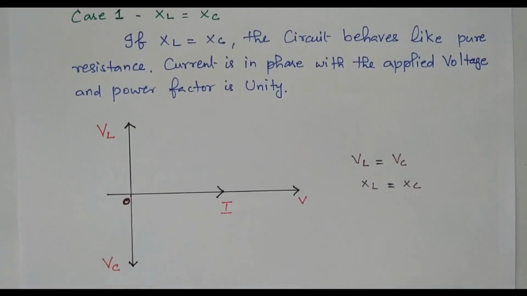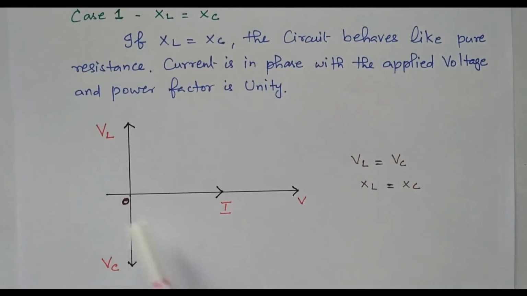Based on that, the phasor diagram is available. The current is here. This is the voltage across the inductor. This is the voltage across the capacitor. Both are equal. Both get cancelled, so only the resistor voltage is available. VL equal to VC, XL equal to XC. So voltage and current are in phase with each other. It is like a resistive circuit, simply a resistive circuit. There is no phase angle, so the power factor is also 1. Now we'll go to the second case.